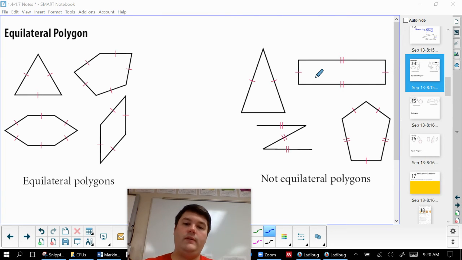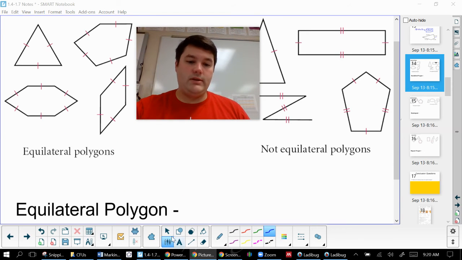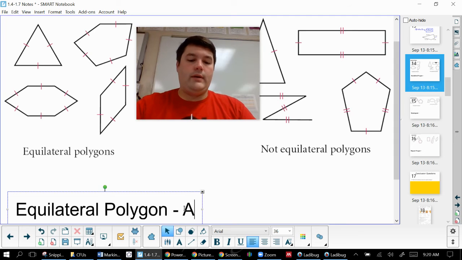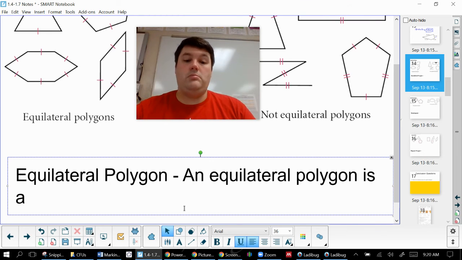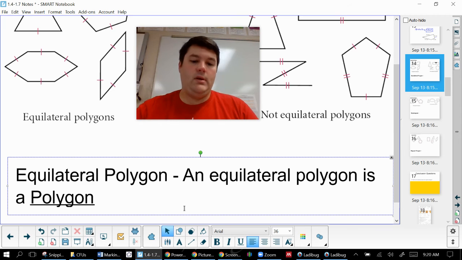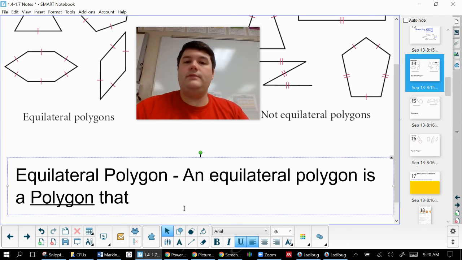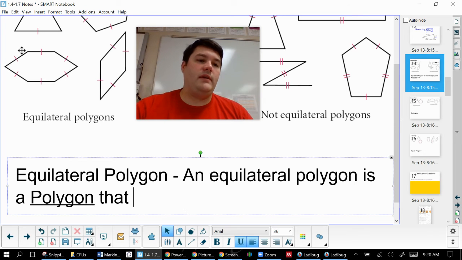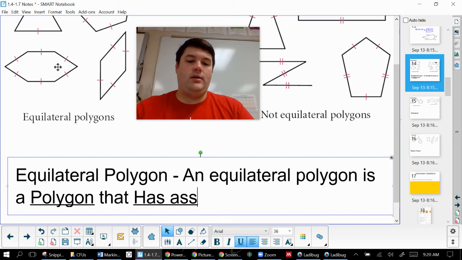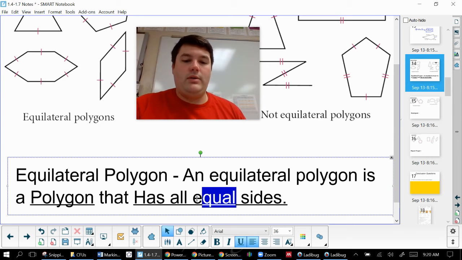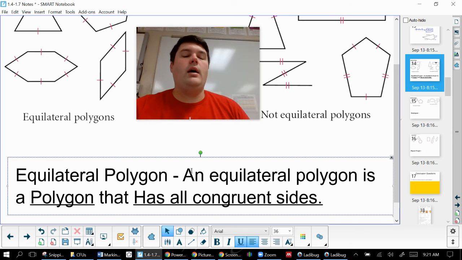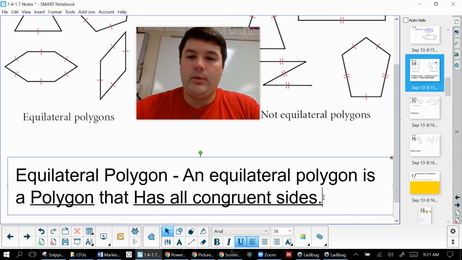Okay, welcome back. So in this case, we're definitely going to want to start this off with something like an equilateral polygon is a, shocker here, polygon that, and then what makes it different from all the other polygons out there? And you'll notice here we've got these congruent marks everywhere that has all equal sides. Something like that would be a good definition there. An equilateral polygon is a polygon that has all equal sides. We could probably use the word congruent if we wanted to. That'd probably be a better word.